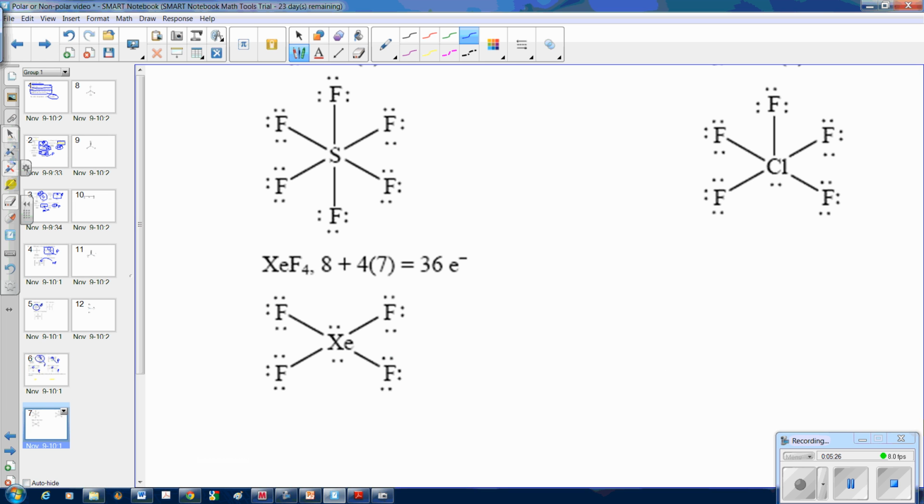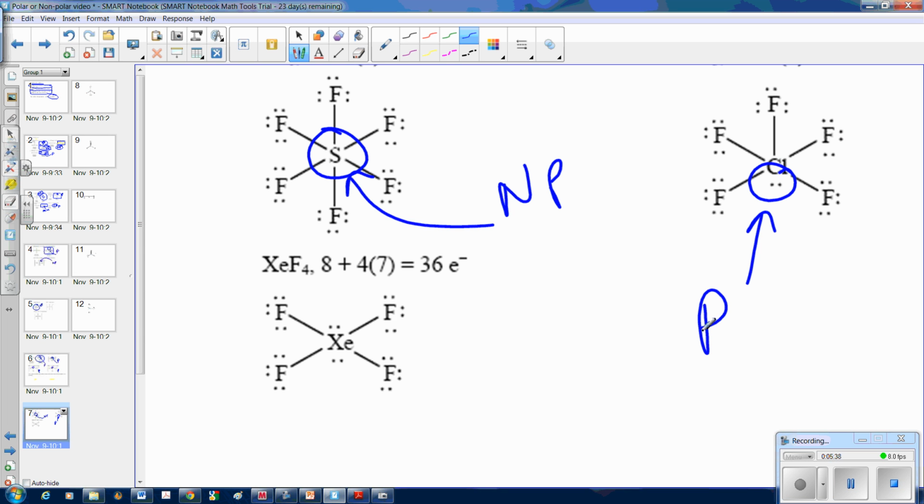If you look right here, this molecule is nonpolar. No lone pairs of electrons on the central atom, and all the terminal atoms are the same. This molecule, because of the lone pair of electrons, is automatically going to be considered polar.